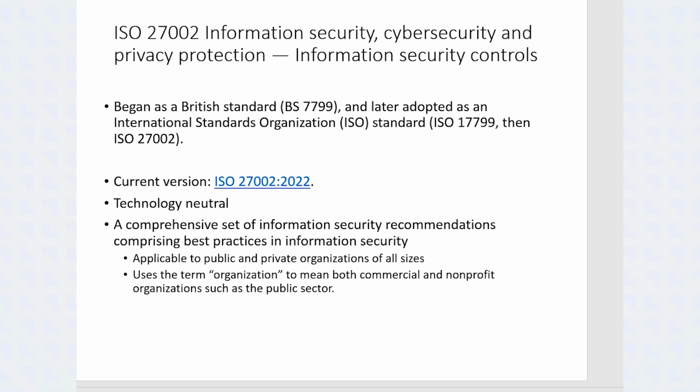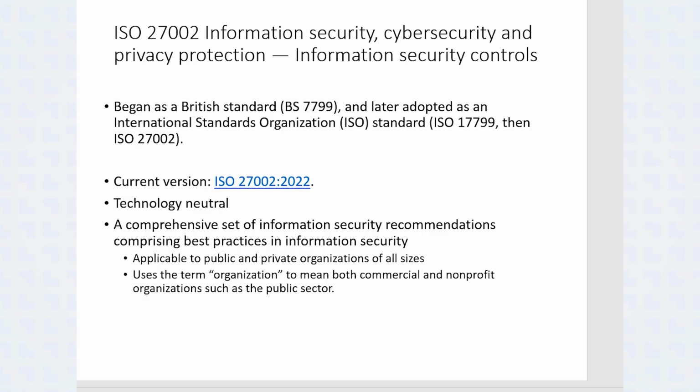The security framework that we're using here is going to be from ISO 27002. It began as a British standard, and then it's been adopted by the ISO. The current version is 2022. It's regarded as a technology neutral framework, and it provides a comprehensive set of information security recommendations comprising best practices in information security. Understanding that it's not perfect, it provides best practice. It helps an organization by adapting the framework and understanding where the policy gaps or the security gaps exist.